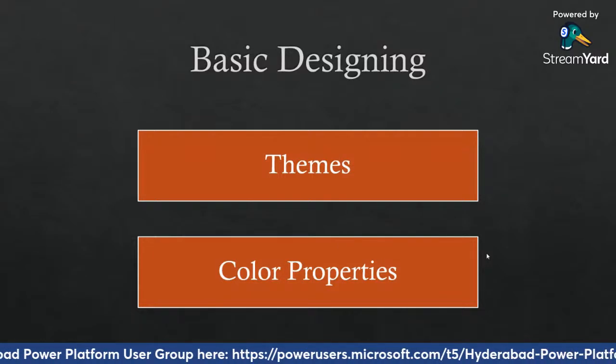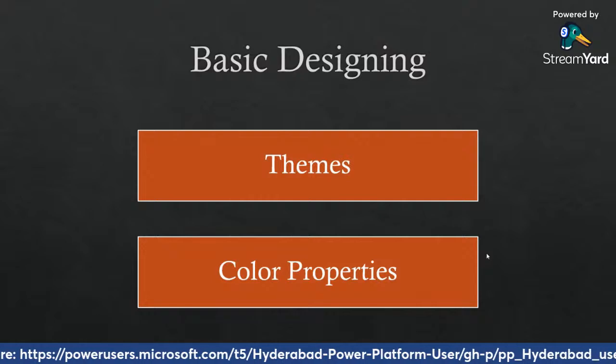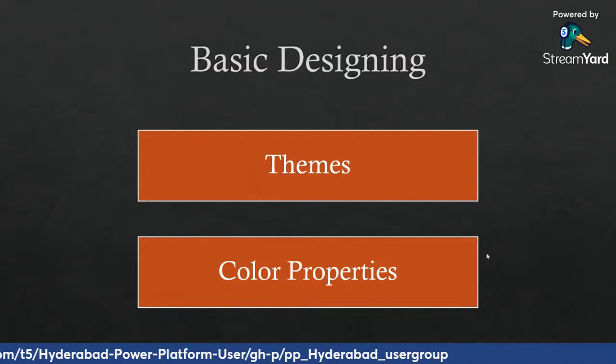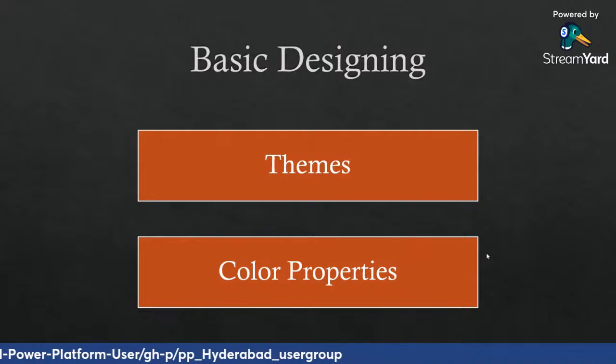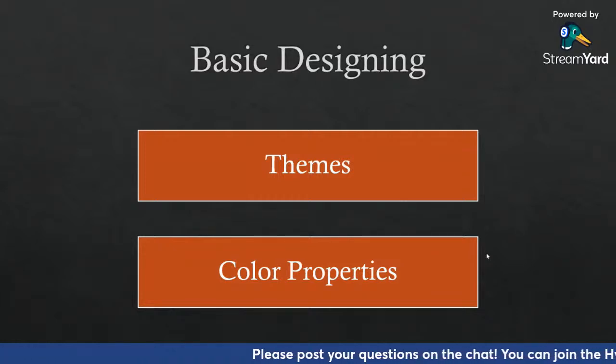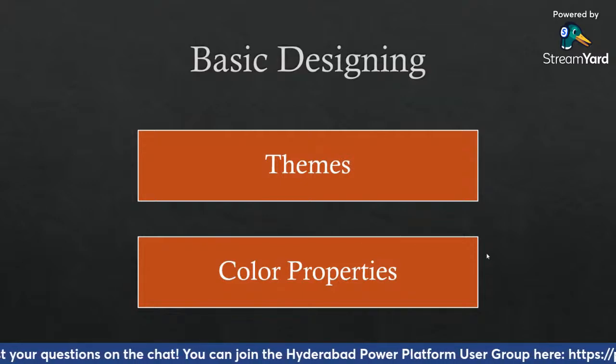So you can select those themes, and then all the controls which you're going to add on the screen will be aligned with those color combinations. Usually when you're building a custom application, themes is good to some extent, but after that you might need to include your own colors. So that's where color properties come into the picture.